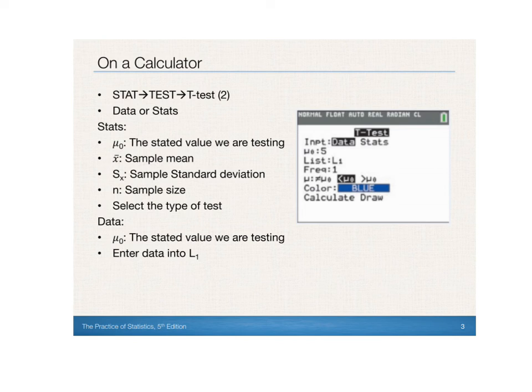If you're given your information as data, you will still put in mu sub 0, the stated value you're testing, that 30 hours in this case, and then you would enter your data into L1 and select the type of test you were looking for and calculate.